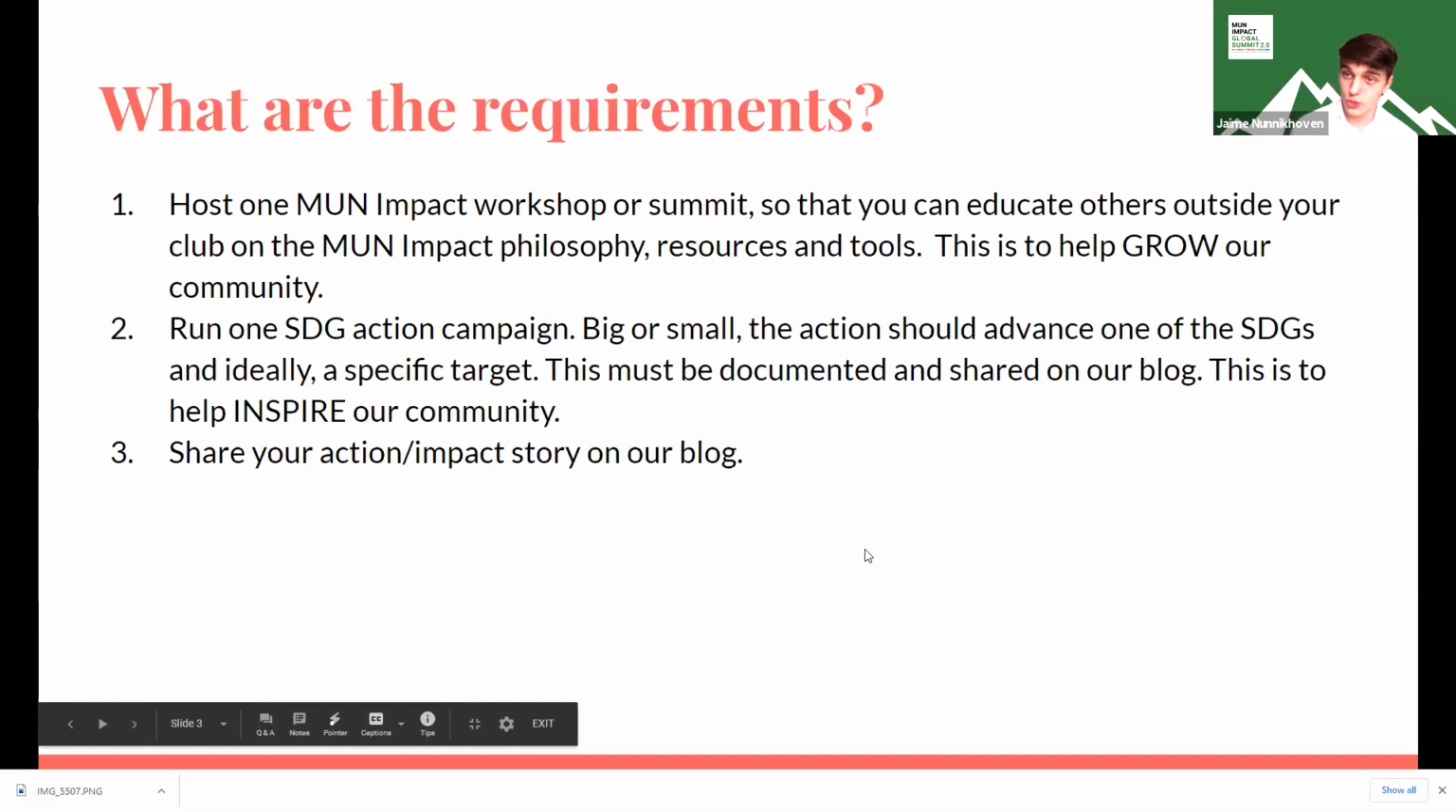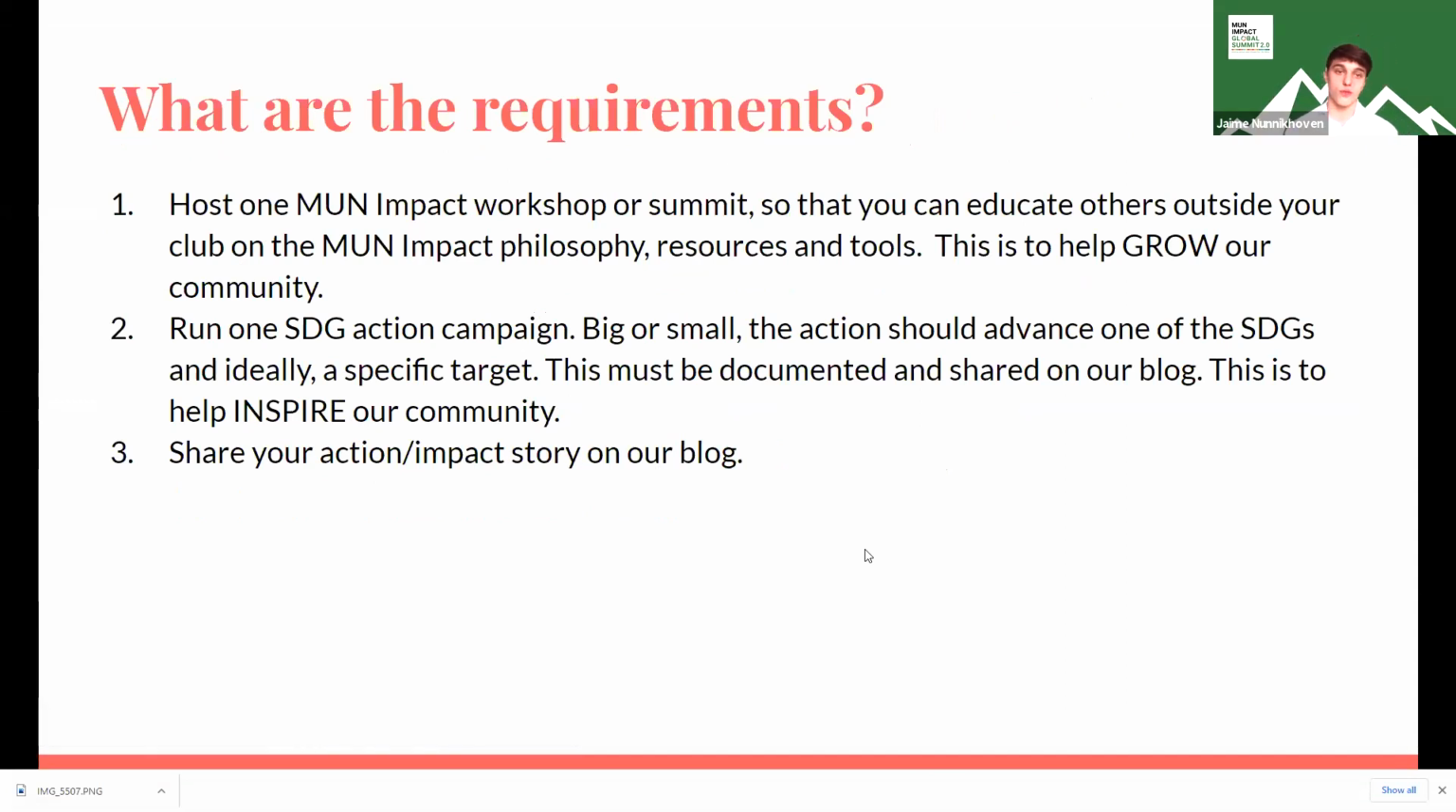So, in order to create one of these clubs, what are the requirements? The first requirement is to host one MUN Impact workshop so you can educate others outside of the club on the MUN Impact philosophy, resources, and tools. Now, these, more than requirements, are really guidelines. These are three pillars that you should build your club upon, because they're what will enable the club to, first of all, be successful, as we've seen in past years of these MUN Impact clubs rising and some of them falling, but mostly rising.